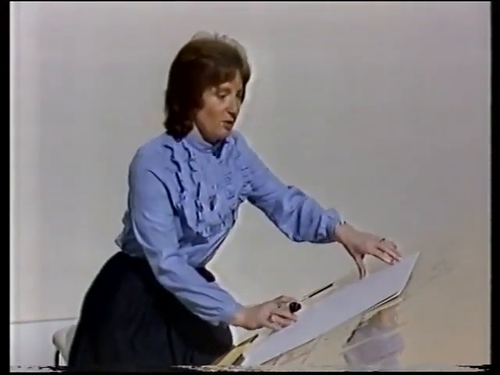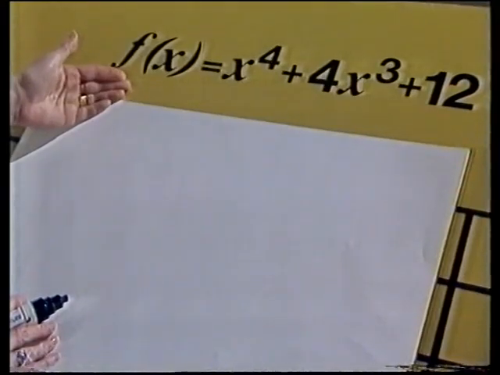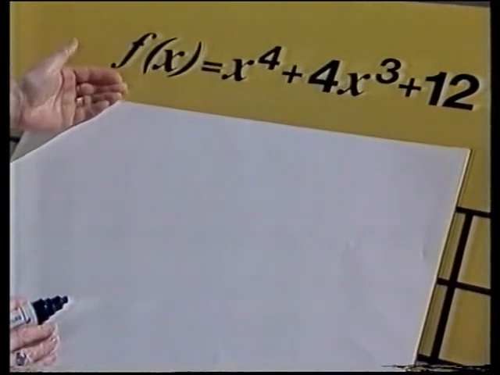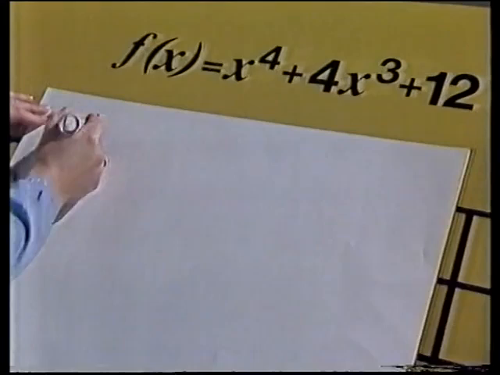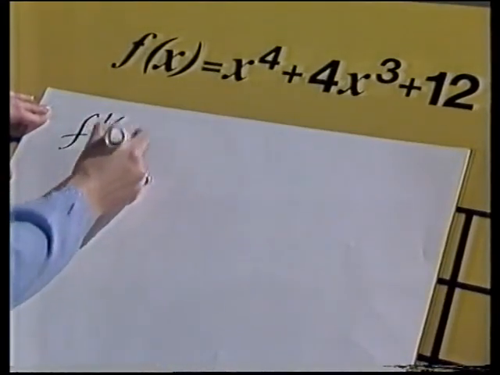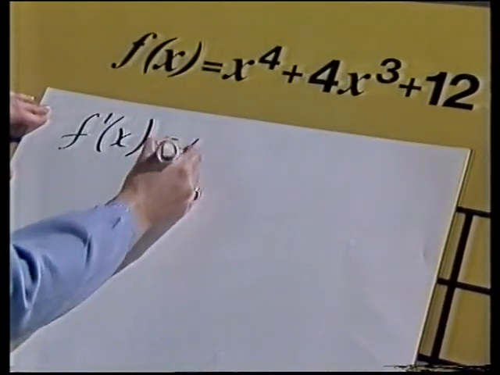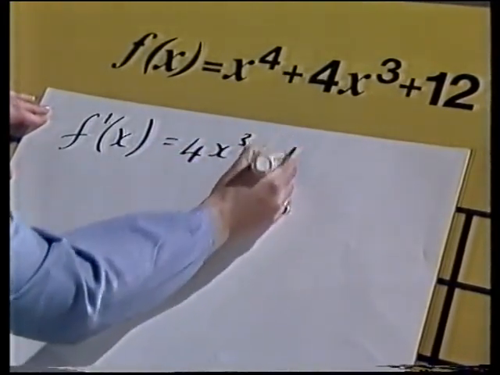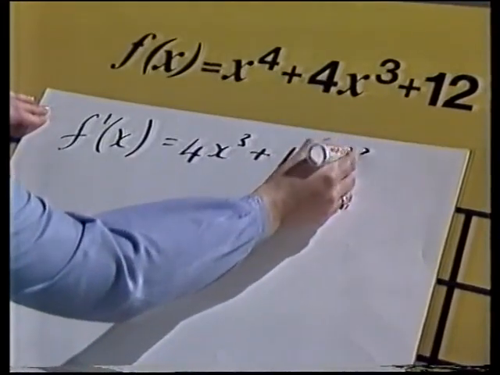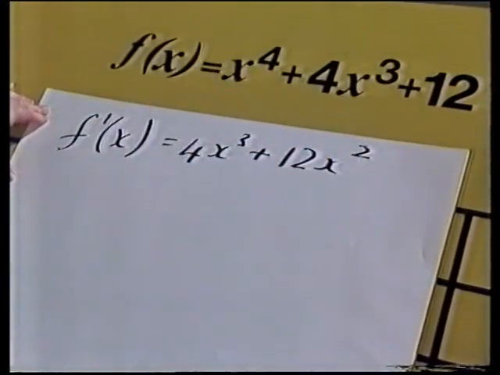So let's apply those general techniques to this particular function. It's x to the fourth plus 4x cubed plus 12. We're going to need the first and second derivatives, so let's differentiate it. We get 4x cubed plus 3 fours are 12x squared, and the 12 just differentiates to 0.